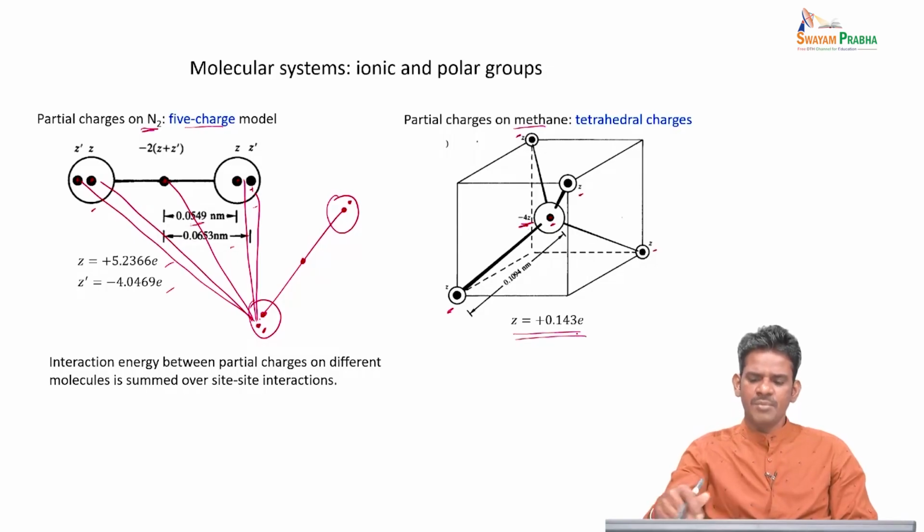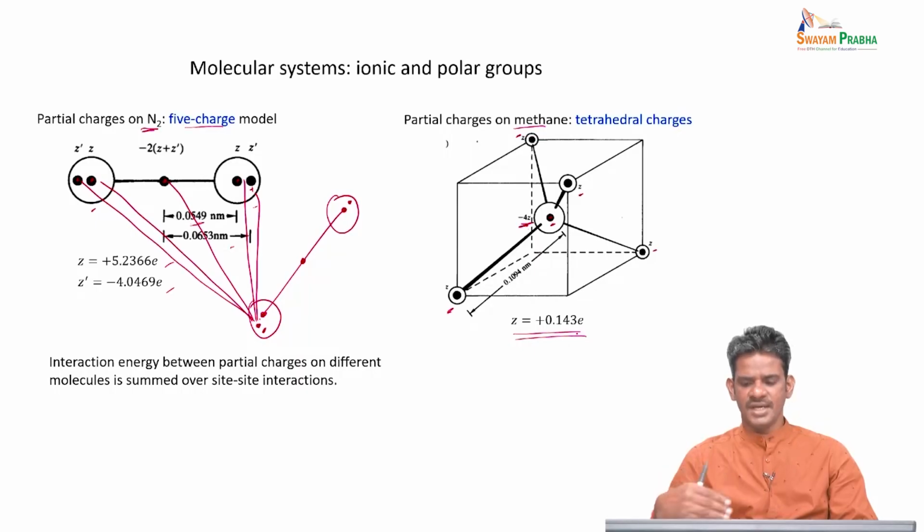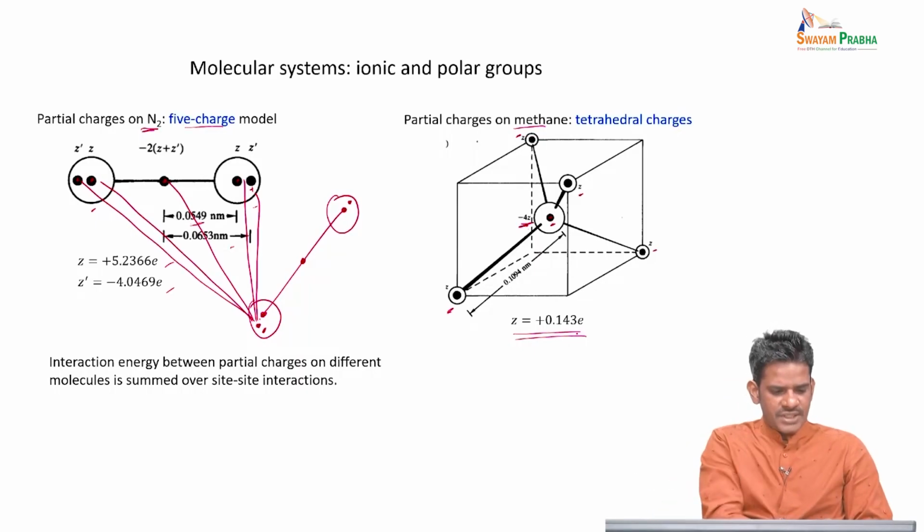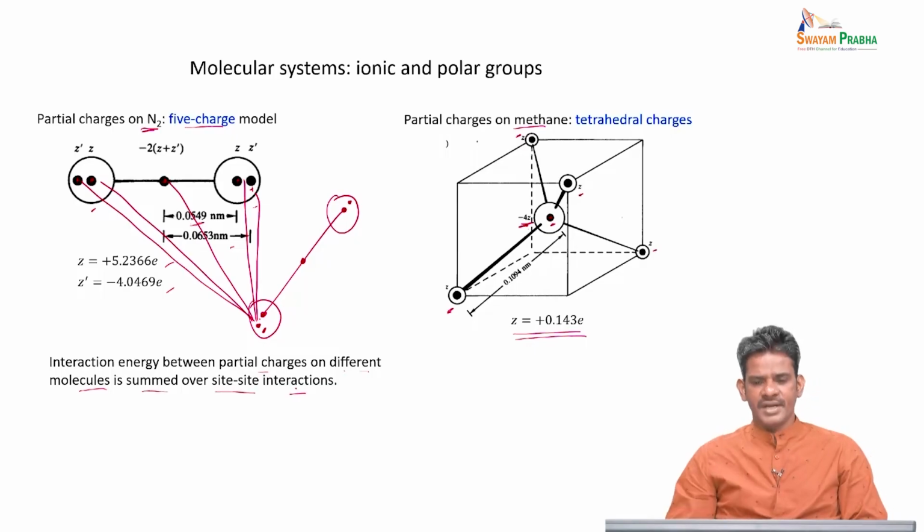So you can see that within the molecule they are electron neutral, but between the molecules you can always sum over all the site-site charges and then sum over the interactions. So that's what I have mentioned here. The interaction energy between partial charges on different molecules is summed over all the site-site interactions.